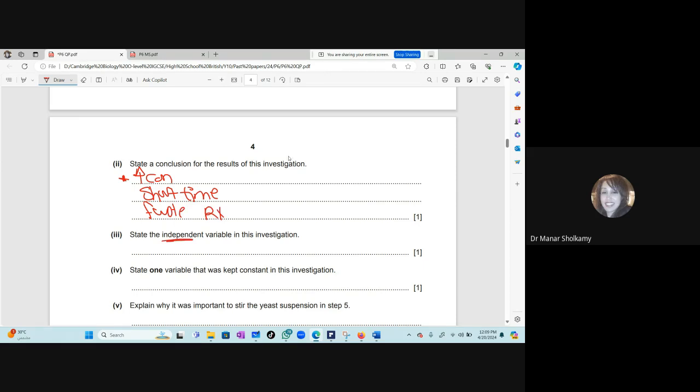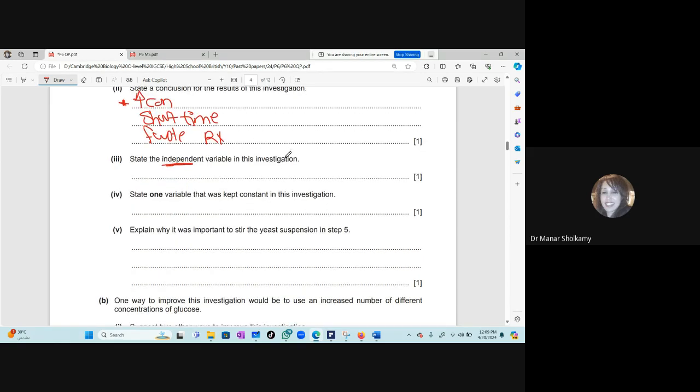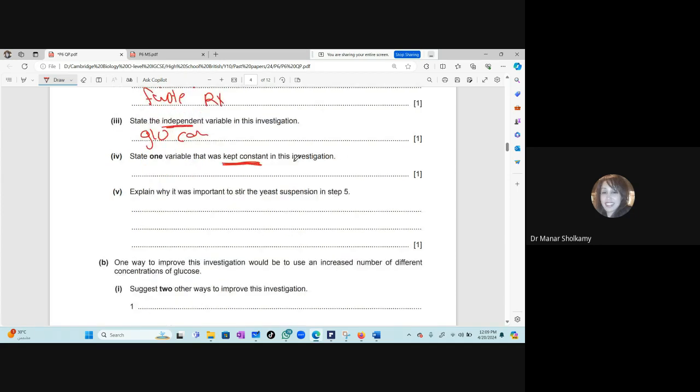State the independent variable. Nothing easier than that. Exactly, glucose concentration. State one variable that was kept constant. Clearly, it was kept constant in this investigation: temperature of the water bath. Yes, temperature, it was kept at 40 degrees.